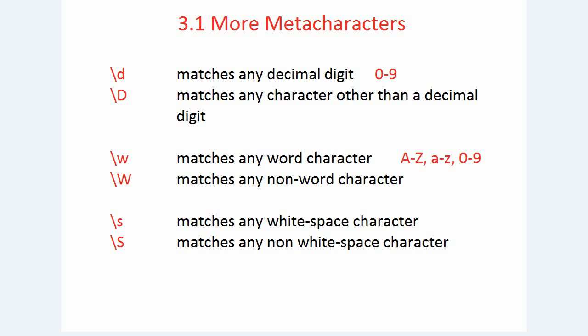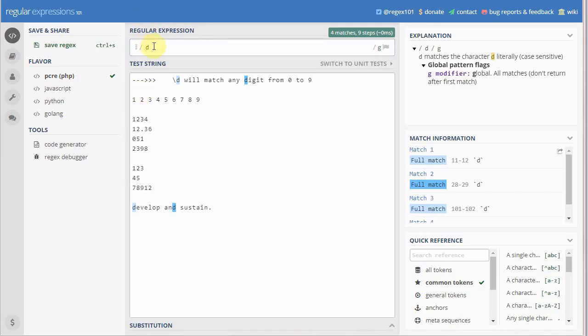The first example is backslash d. D is in lower case. Now this meta character backslash lowercase d will match any decimal digit from 0 to 9. Here, if we use d alone, it will be a literal character and it will match any occurrence of d in your test string. However, if you put a backslash before this d, it will change into a meta character and it will match any decimal digit from 0 to 9.